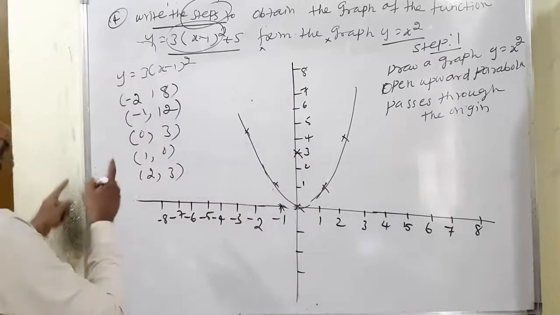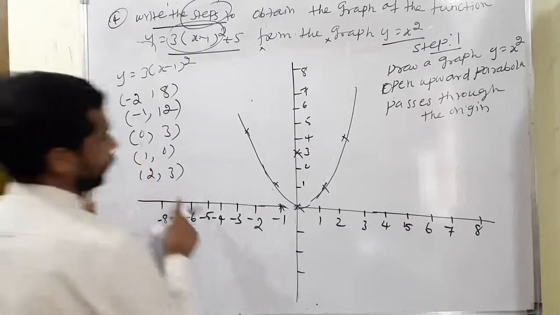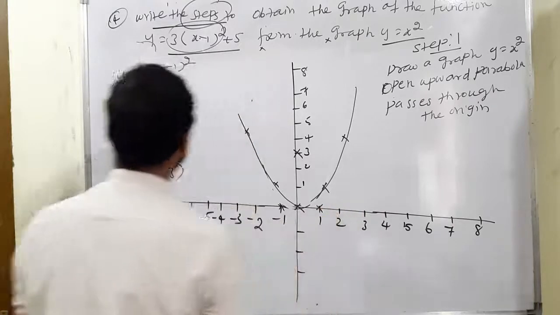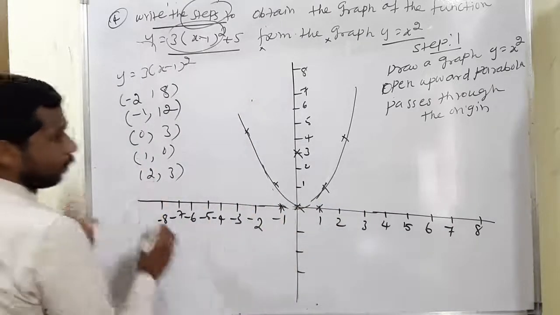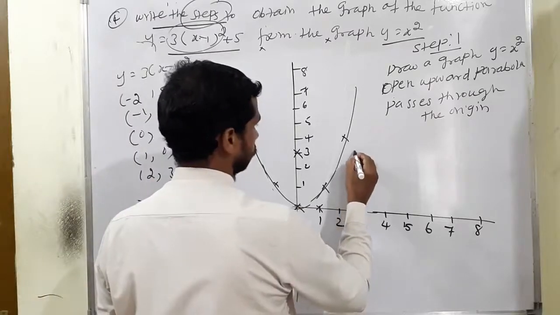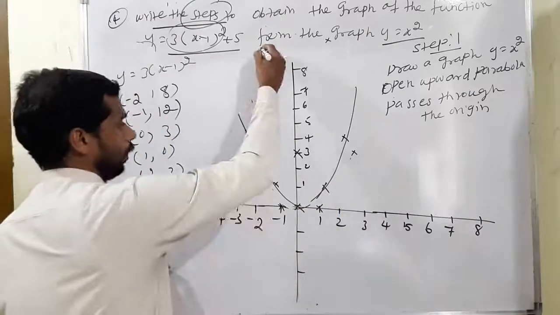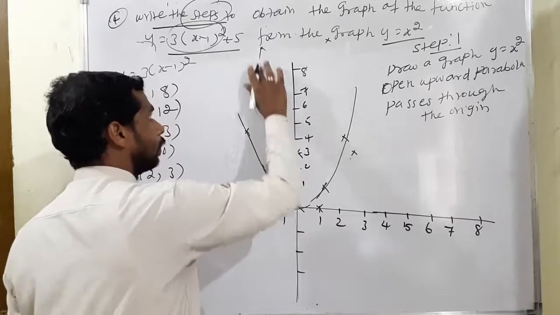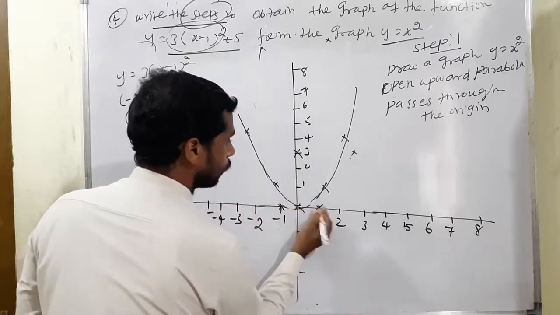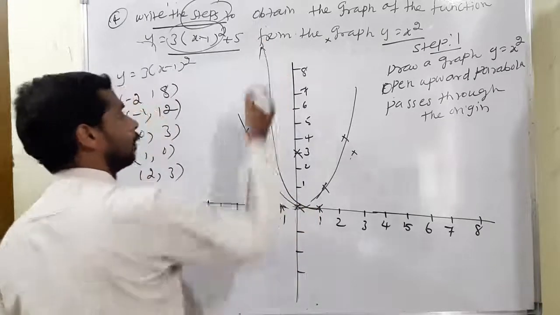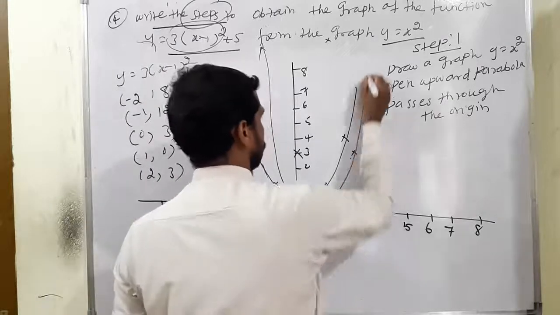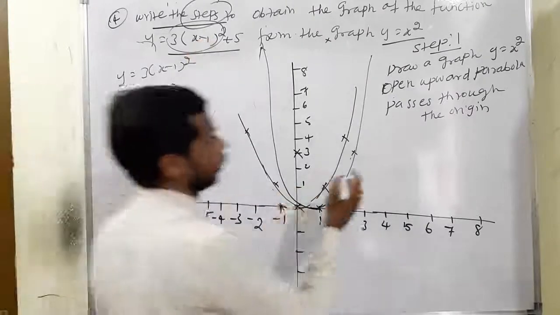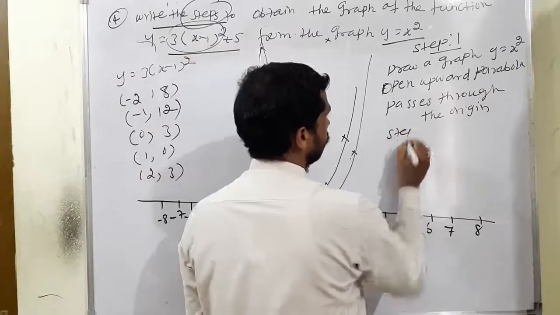So the next one, 1 comma 0. Okay, shift of the line, no. Then 2 comma 3. So actually it is a shift of 1 unit, isn't it? So actually how to write the line? Actually first x minus 1. So step number 2.